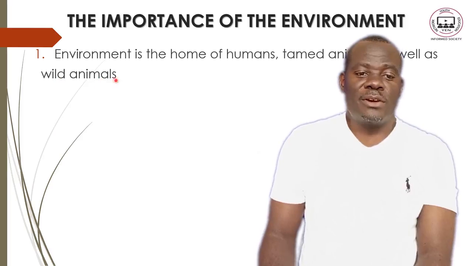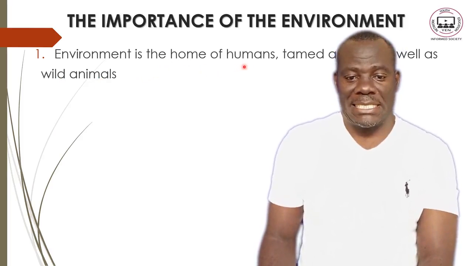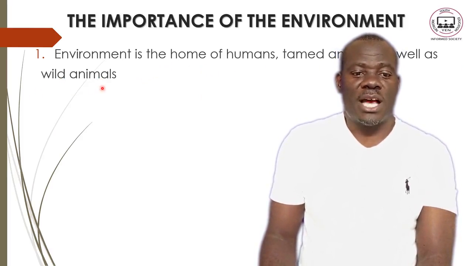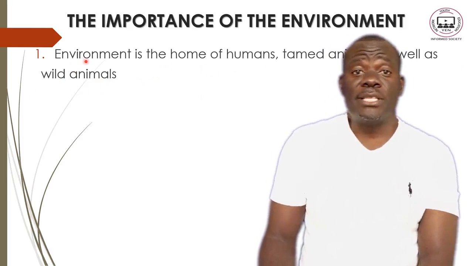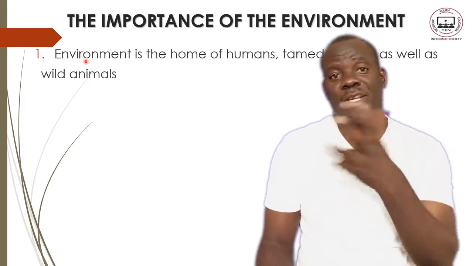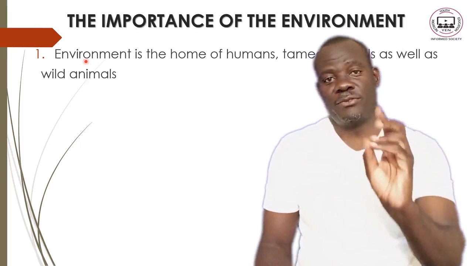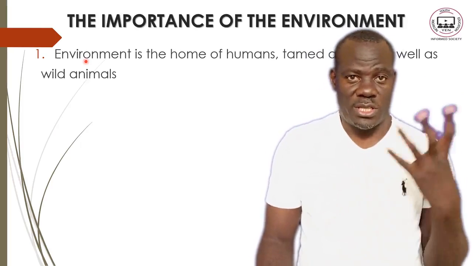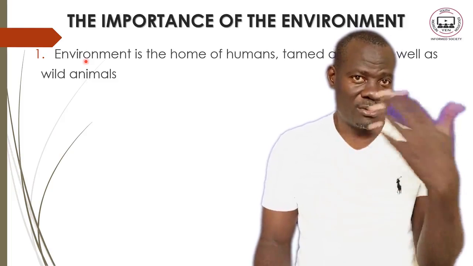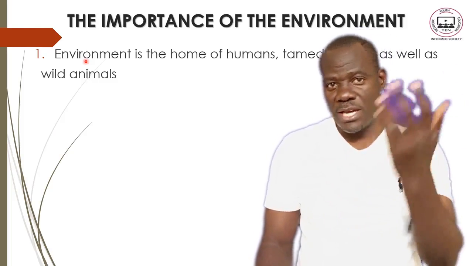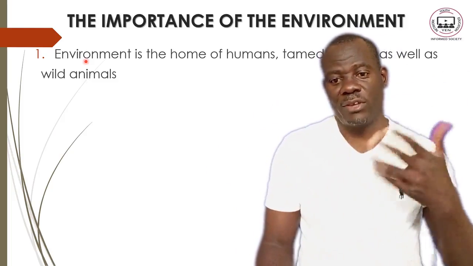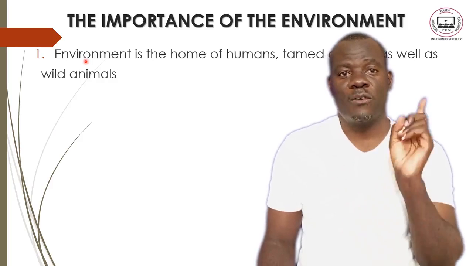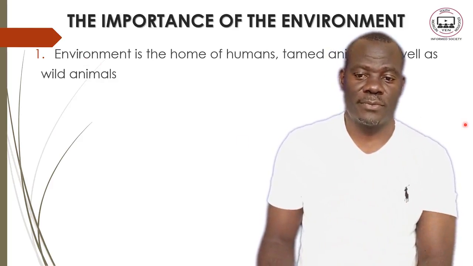Number one, our environment is the home of humans, tamed animals, as well as wild animals. So, environment is where we live. Humans live in the environment because wherever we live, we are surrounded by different things. Also tamed animals, the animals that we keep at home, live in the environment. The animals that are in the wilderness also live in the environment. So the environment is important because it is the home of humans as well as animals.